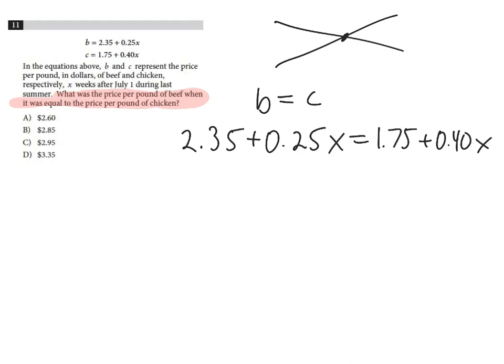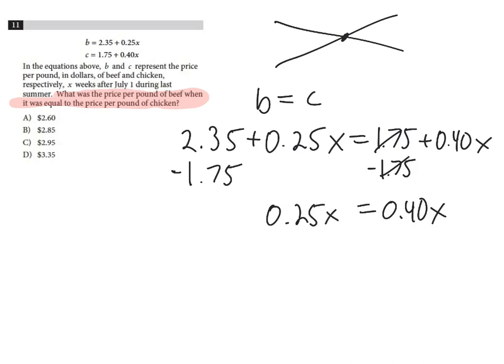Alright, so now we're just going to solve this system of equations. I'm going to start by subtracting $1.75. These cancel out. On the right, I'm going to have 40 cents x. On the left, I'm going to have 25 cents x. And what's this going to be? 5 minus 5 is 0. 13 minus 7 is 6. And then that'll be 0. So we've got 60 cents plus 25 cents x equals 40 cents x.